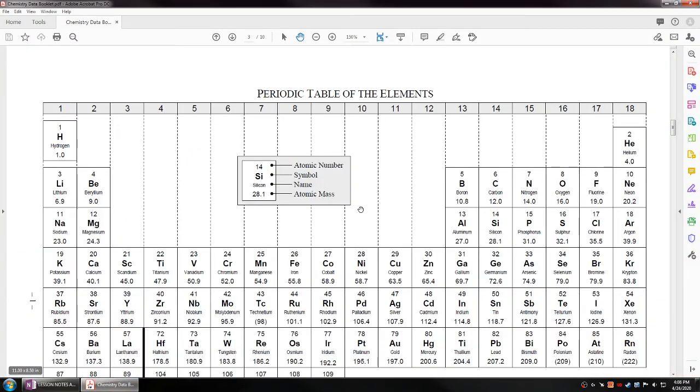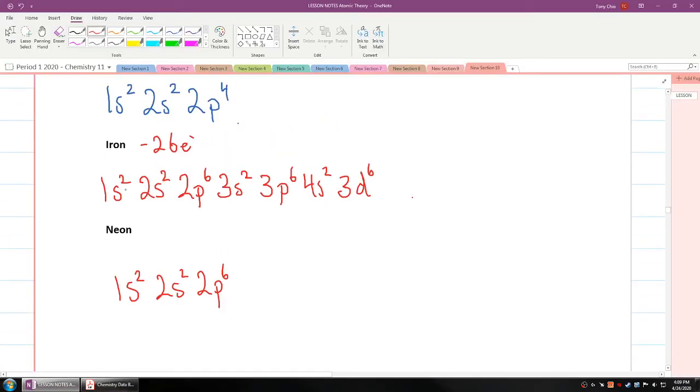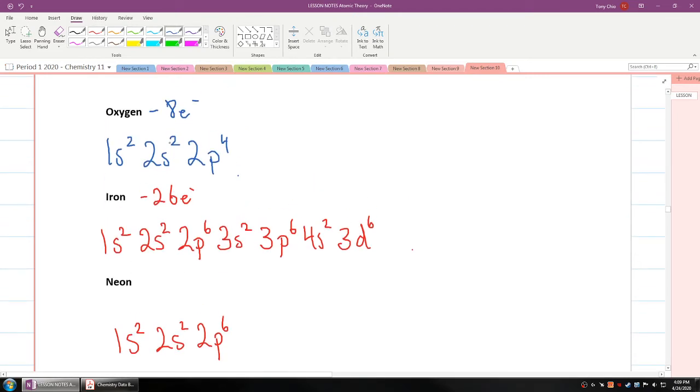But how does it relate to the Bohr model? Because if it could relate to the Bohr model, it makes a lot more sense. You remember in Bohr models, the fill number was always this. You had 2 electrons, then 8, then 8, then 18. That's still here. If you look at it here, you will see each shell is always the same energy level.